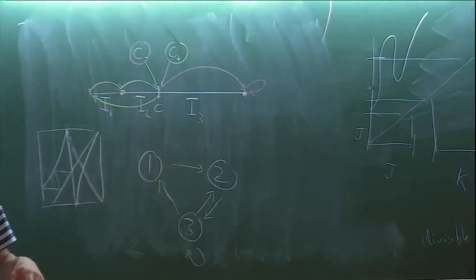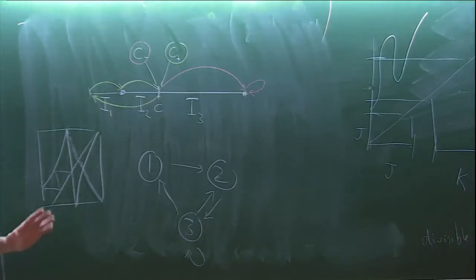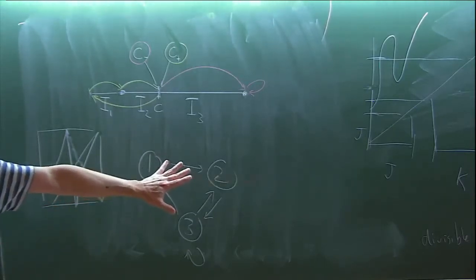I might have, because I could make the map wobble in all sorts of ways, keeping it monotonic, I could create some of them stable, some of them unstable. I'm not talking about stability. In terms of existence, this tells me everything.